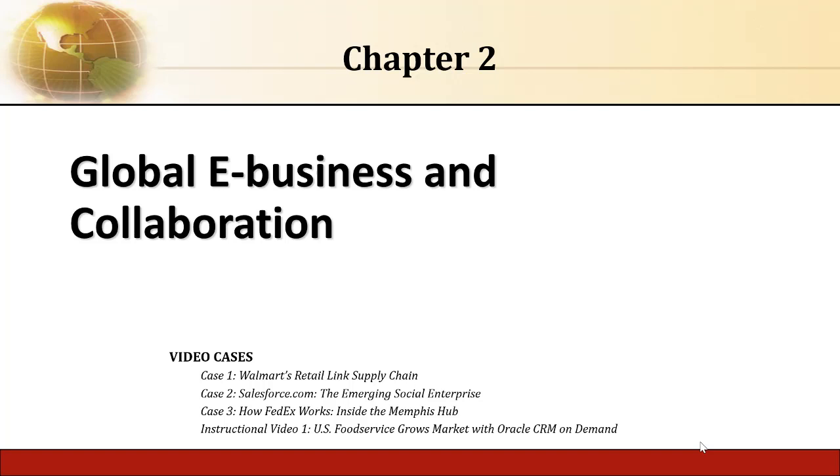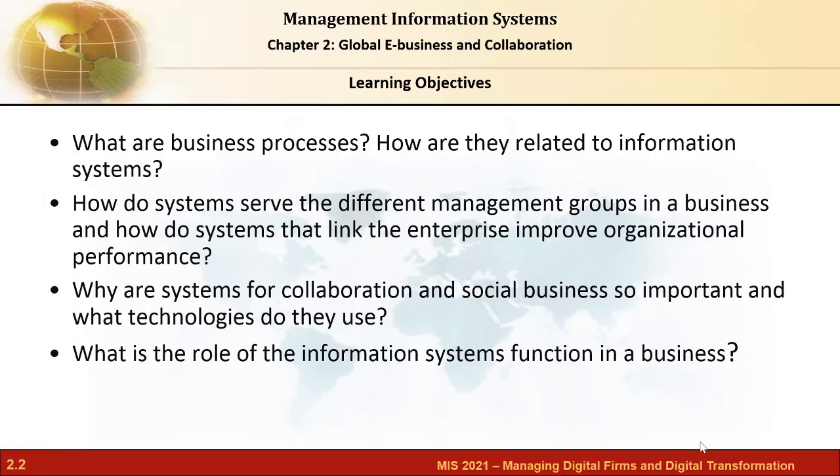In chapter 2 we focus on 10 topics. The first is business processes. What are business processes? How are they related to information systems? And also, how do information systems serve the different management groups in a business, and how do management information systems that link the enterprise improve organizational performance, increase profit, save costs, and create new and better products and services than the competitors?